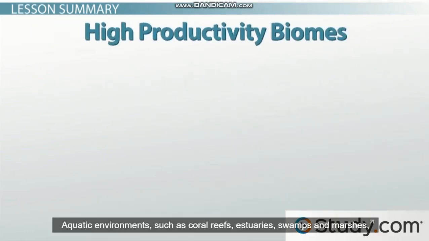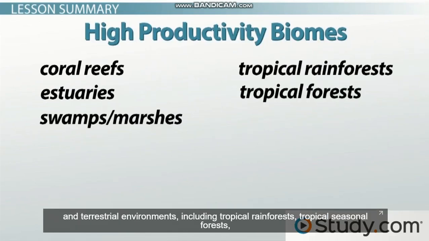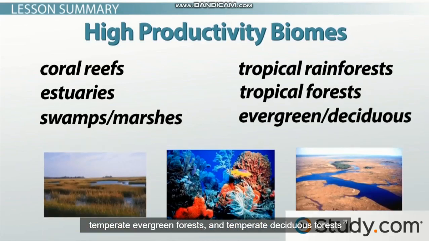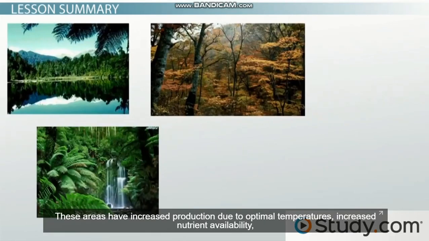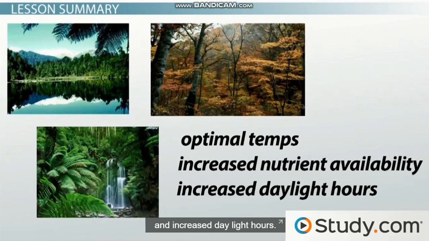Aquatic environments, such as coral reefs, estuaries, swamps and marshes, and terrestrial environments, including tropical rainforests, tropical seasonal forests, temperate evergreen forests, and temperate deciduous forests, have the highest levels of primary productivity. These areas have increased production due to optimal temperatures, increased nutrient availability, and increased daylight hours.